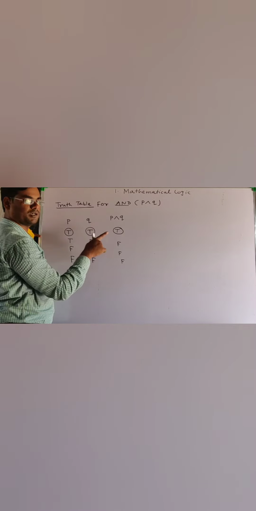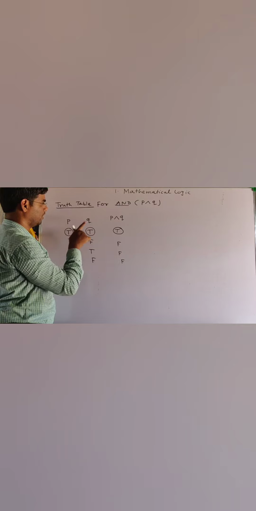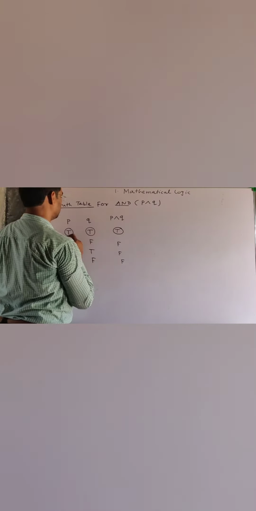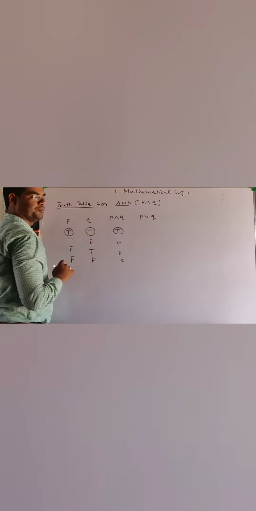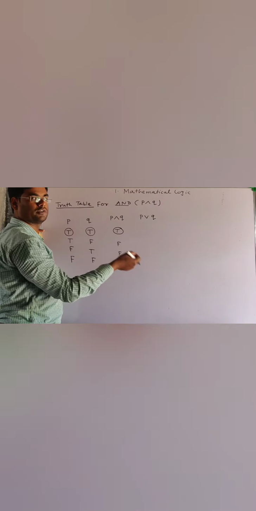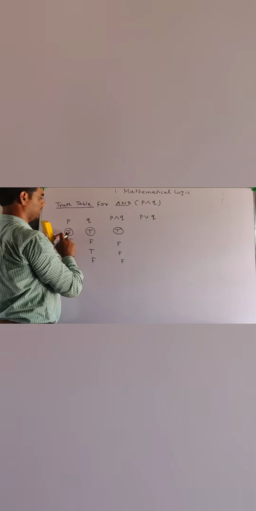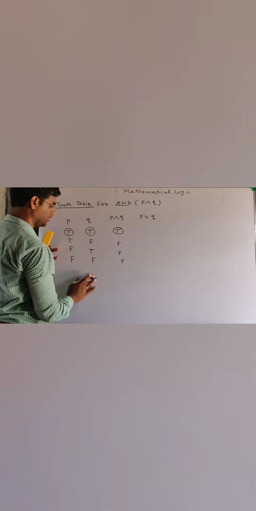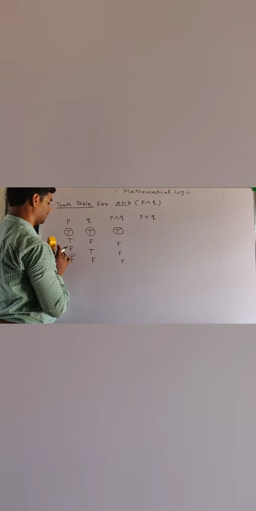So what is the logical key point for the truth table for AND? If both the statements are true, then only the resultant statement is true. So for AND, true is true. For OR, suppose we have the truth table for OR, P or Q. OR means either the first or the second. If one of the statements is true, then the result is true. So when will it be false? When both the statements are false.